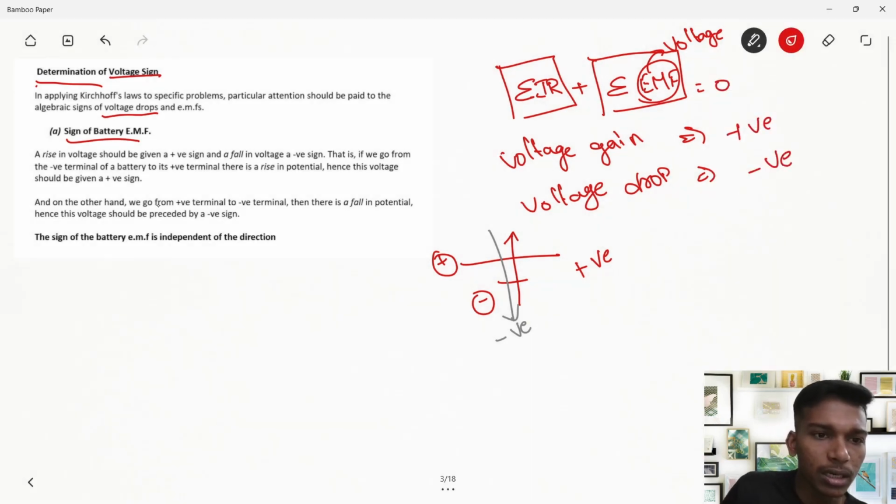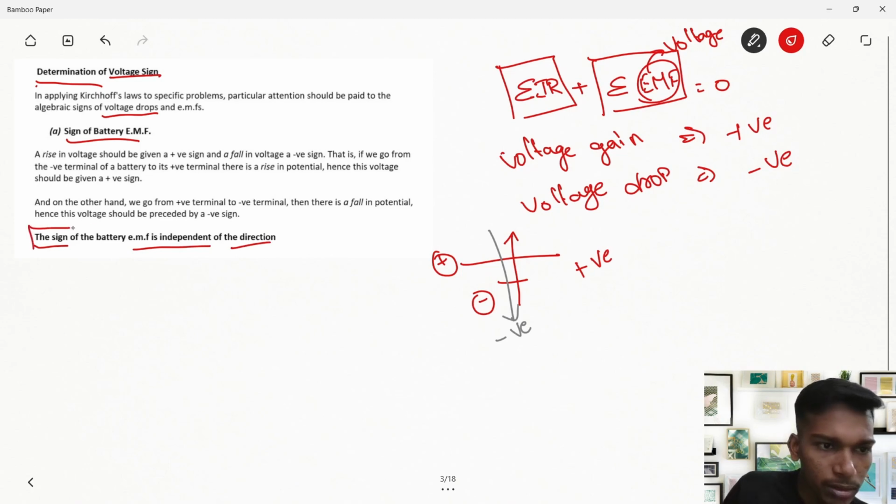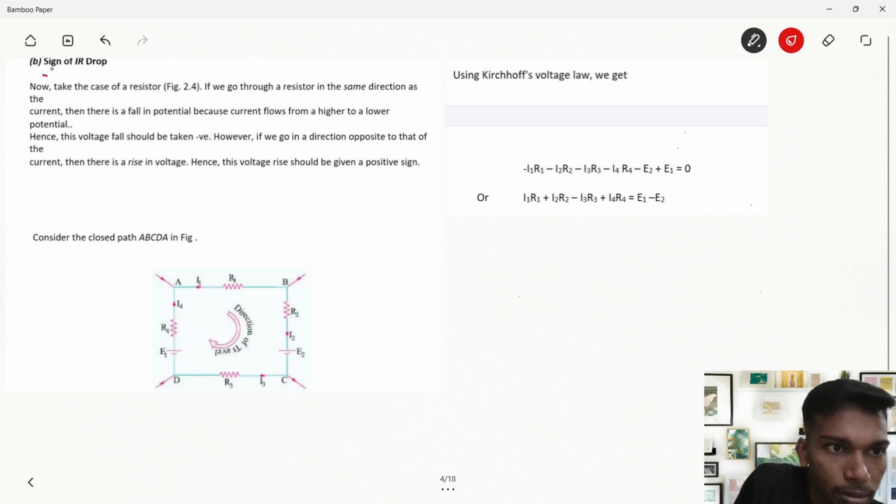That's what is written in this next statement. The sign of the battery EMF is independent of the direction. This point states that whatever the direction you are going, the EMF of the battery is positive itself. If you are going from positive to negative, in a sense it's not a negative voltage source. It's a positive voltage source only. We are just considering it in the negative direction. That's it.